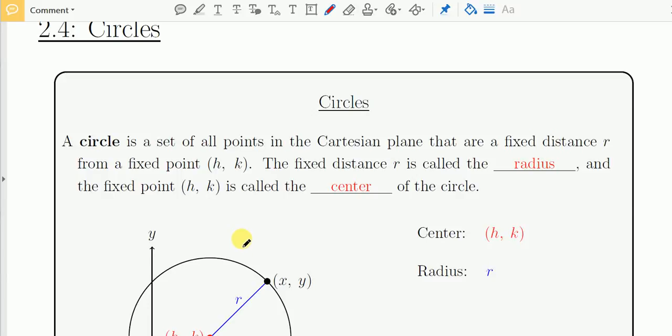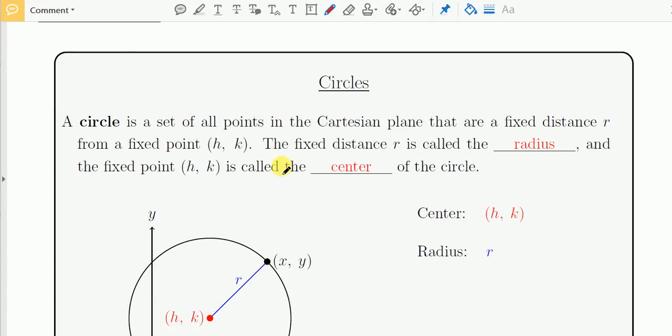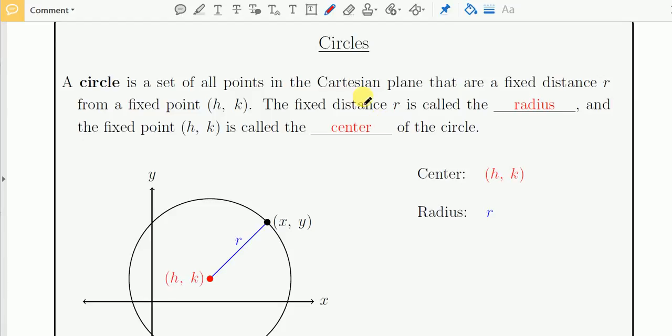So in this section, we will talk about a circle for 2.4. A circle is just the set of all the points in the xy or the Cartesian plane that have a fixed distance r from a fixed point (h, k), or you can call this the center. Now the fixed distance r is called a radius.